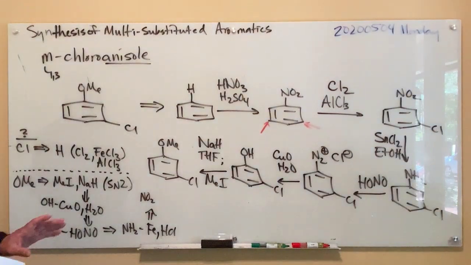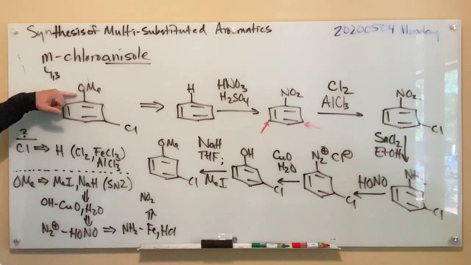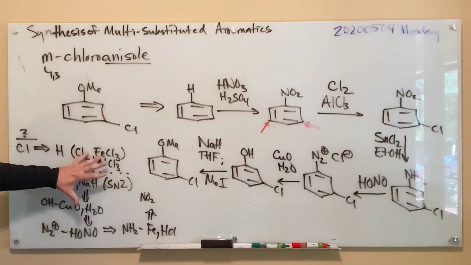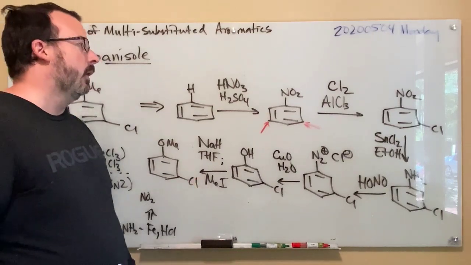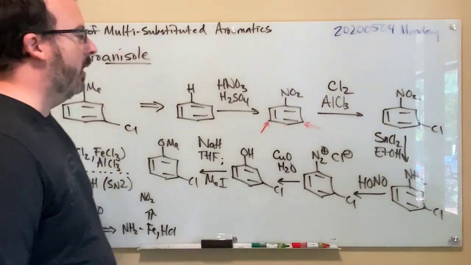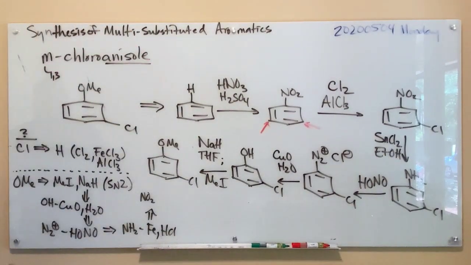So I think a good strategy when approaching these types of problems is to look at the substitution pattern, and then for each individual substituent, look at how you get it onto the ring. Then what you can do with that information is sequence it in the proper order so that you get your desired 1,3, or whatever the problem is asking you to do. So let's go ahead and start another one.